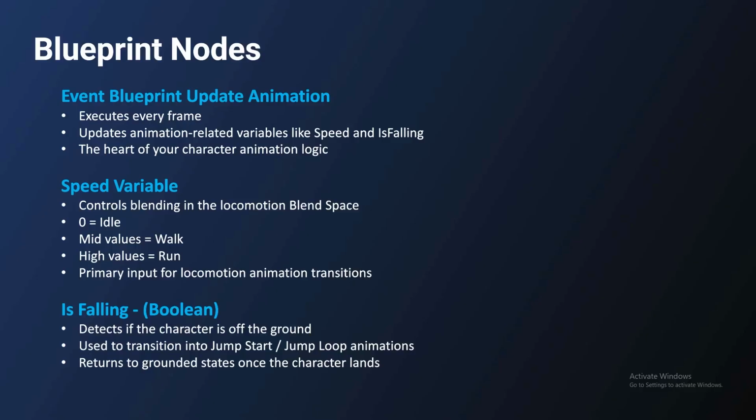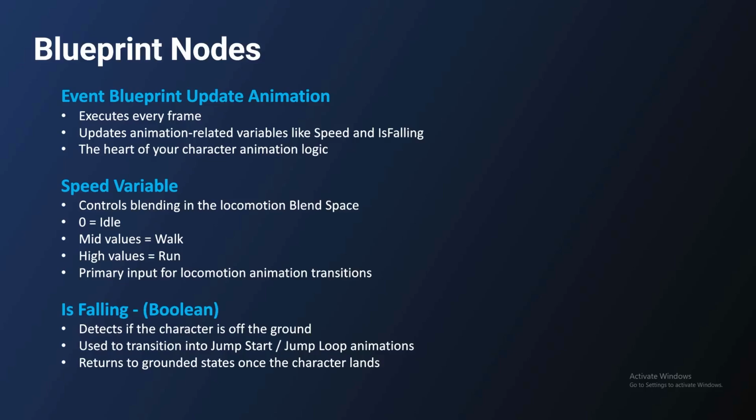Along with that, we also saw the blueprint update animation node, which executes every frame. So anything related to speed, falling, or jumping can be done instantly with the help of blueprint update animation. We also created a speed variable, which is a float value, which checks whether a character is walking or not. If it is a low value, which is 0, it is idle. If it is a mid value, let's say 1, it can walk. Same goes for run as well.